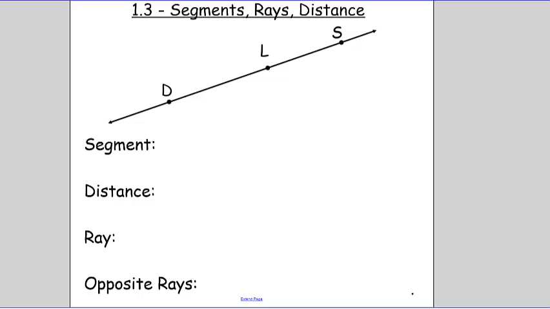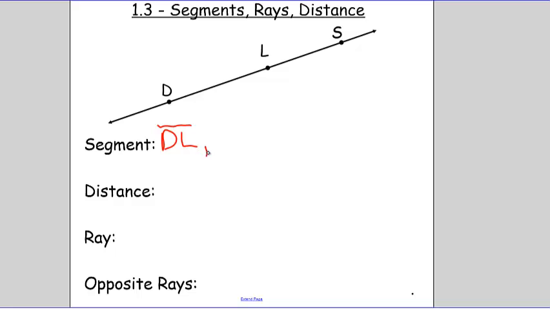Today we're going to be talking about segments, rays, and distance. So yesterday we talked about lines, and I have a picture of a line on there. Now a segment is a part of a line that has two endpoints. So I have on here segment DL, and how we denote that it's a segment versus a line is we draw a little line above it.